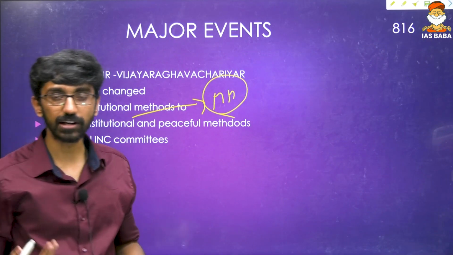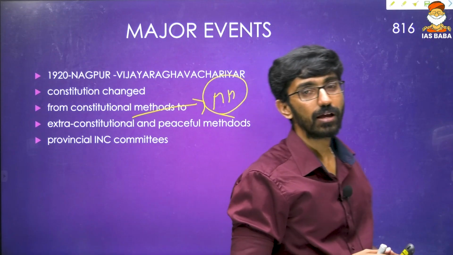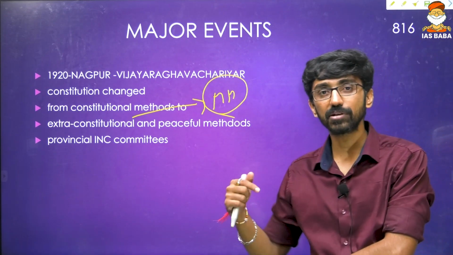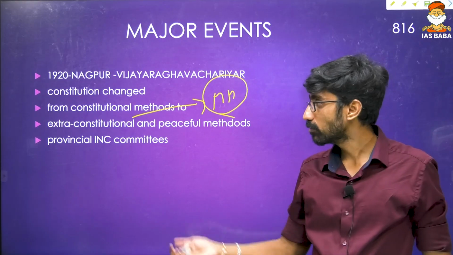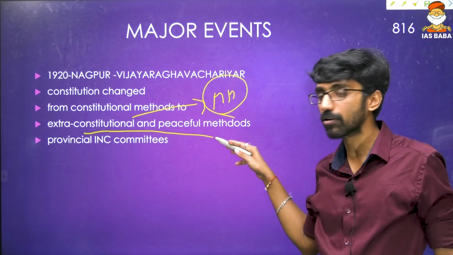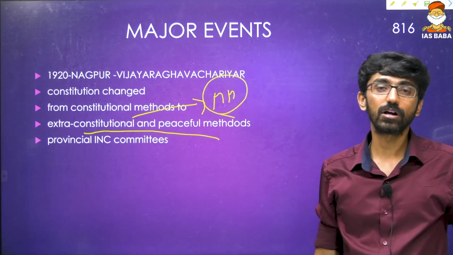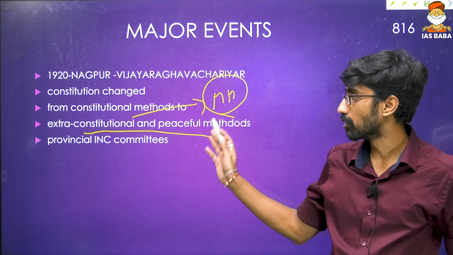But then the moderates understood that the methods were becoming old, and that is the reason the INC as an organization came under the influence of Gandhian techniques. But Gandhian techniques depend upon mass movement. And now they agreed that we are going to achieve our goal, that is the Swaraj goal, through extra-constitutional and peaceful methods, and that is mass movement.